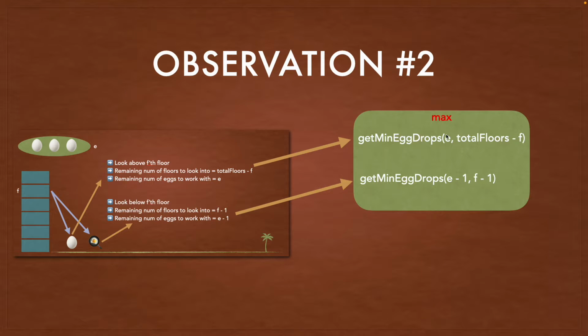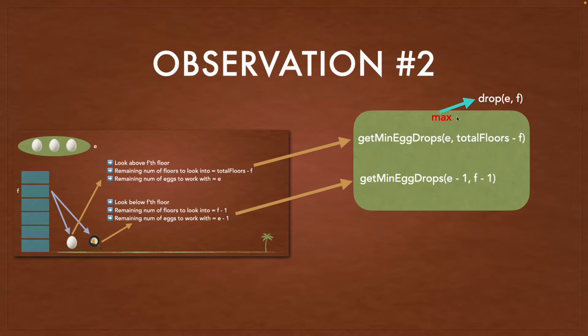And now what you're going to do is take the max of these 2 values and call this thing drop of E comma F. What it means is that drop is the minimum number of egg drops you're going to need if you drop an egg from floor F. I repeat, drop of E comma F is going to be the minimum number of egg drops you're going to need in the worst case if you drop an egg from the Fth floor and you initially have E eggs to work with.